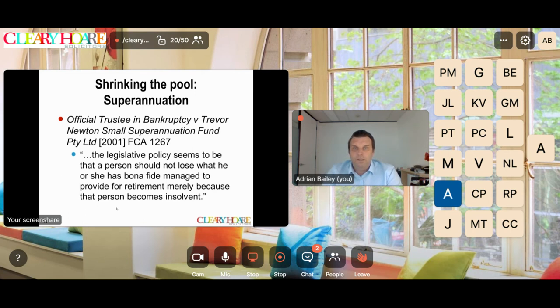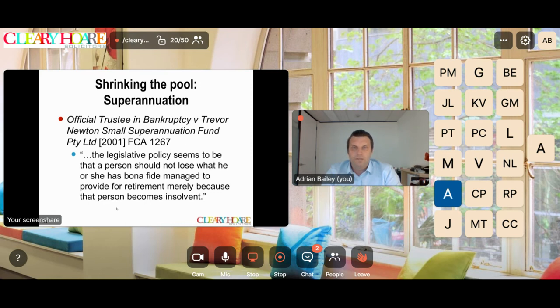In terms of super, super is one of those things that is safe unless it can be shown that we've been making what you'd consider to be unusual contributions. And those contributions are really, for evidentiary reasons, shown to be because we see there's an issue in terms of personal bankruptcy. Aside from that, super is fairly much excluded. And the reason for that is a policy reason, and it's stated by the judges in the case that's on the screen, Trevor Newton's Small Superannuation Fund, that the legislative policy seems to be that a person should not lose what he or she has managed to provide for retirement.